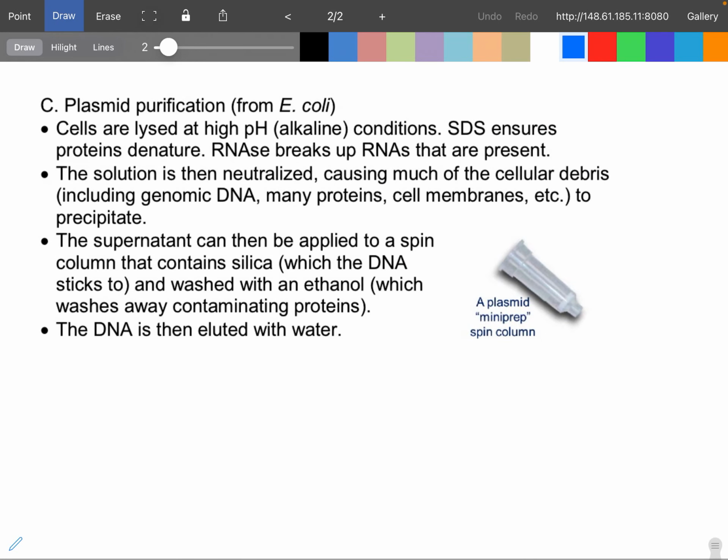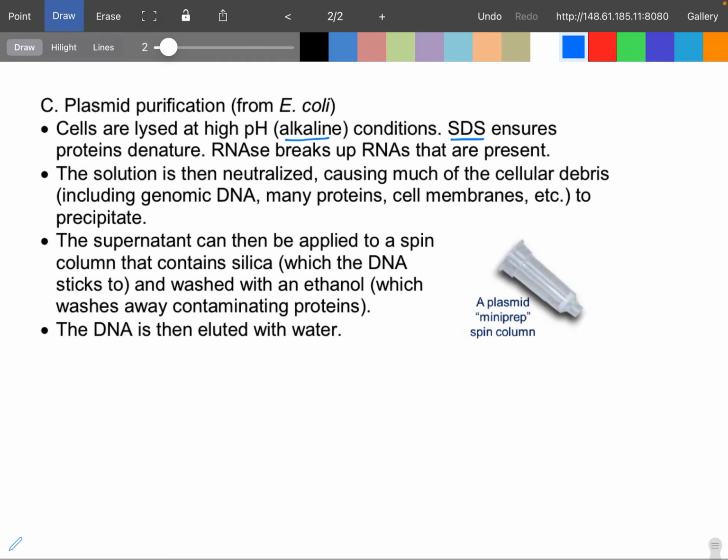And what we're going to do first with the plasmid is purify it. And this is going to be a plasmid that's grown and amplified in E. coli, our pET28 plasmid. The cells are going to be lysed under high pH or alkaline conditions. A lot of times we call this the alkaline lysis miniprep procedure. So the alkaline conditions certainly break open the cells. Sodium dodecyl sulfate, that SDS, will enable the proteins that are in there to be completely denatured.